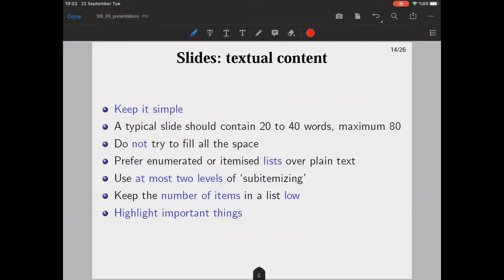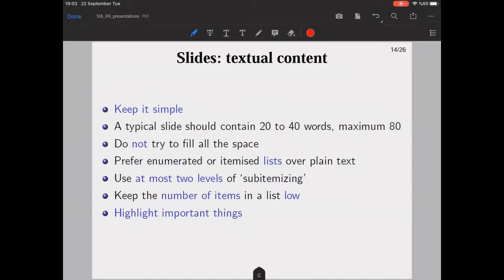It could be interesting. And the textual content should be as simple and understandable as possible. Don't put a bulk of text here. A typical slide should contain 20 to 40 words with a maximum of 80. Let me judge my own slides here. Do I stick to this rule? It is important. Otherwise, it would be boring, okay?